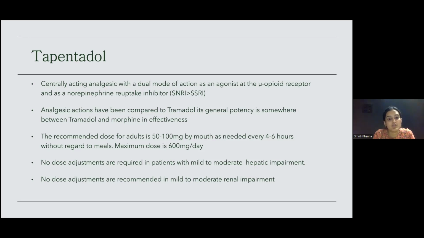The recommended dose for adults is 50 to 100 milligram as needed every 4 to 6 hours with a maximum dose of about 600 milligram per day. I think the previous one was a mistake. For mild to moderate hepatic or renal impairment, there are no dosage adjustments. So that's an advantage there.